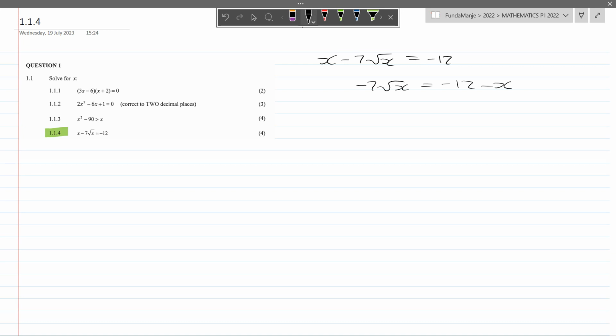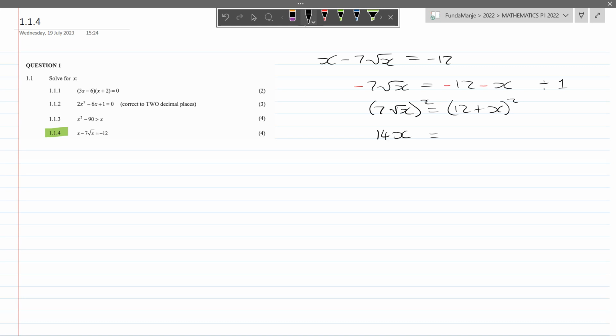Then since this is an overload of the minus sign, because literally everything here is negative, we can just divide through by -1 before we get rid of the root. Dividing through by -1 would make everything positive, so we'd have 12 plus x on that side. Then we can now take the square of both sides in order to get rid of the root. 7 squared, that would be 14, and then that would cancel out with the square root.